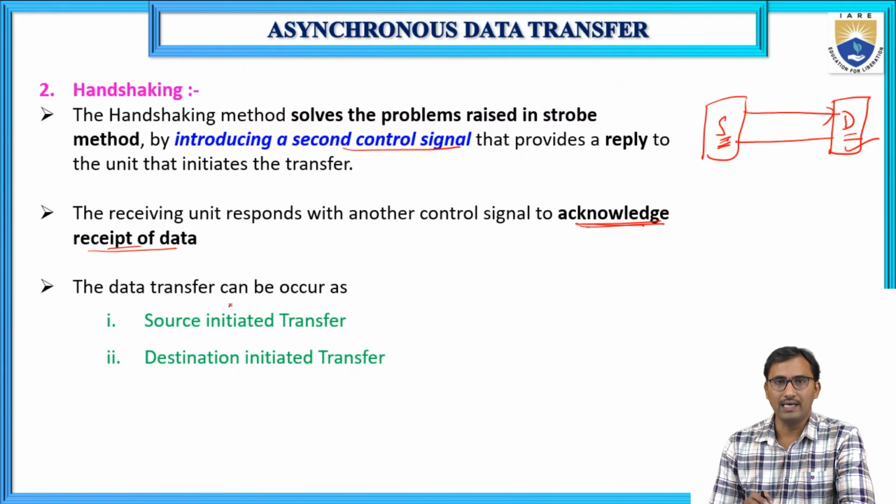Again, here also in the handshaking method, two types are there: source initiated and destination initiated.